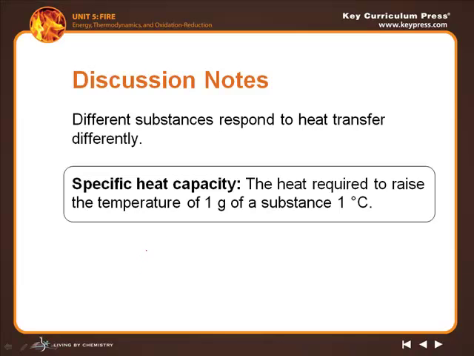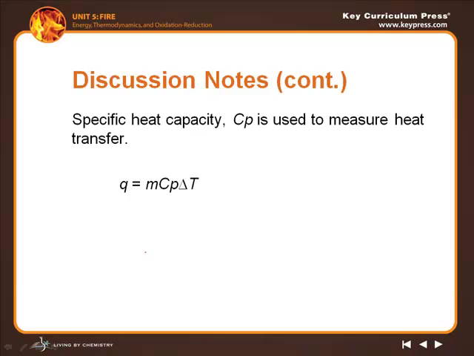So specific heat capacity for water is: it takes 1 calorie to raise 1 gram of water 1 degree Celsius. For all other substances, it's specific to the substance. This here is a formula that we can use that involves specific heat capacity. CP is the abbreviation for specific heat capacity. It is used to measure heat transfer.